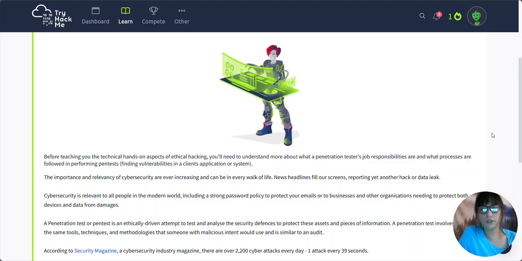News headlines fill our screens, reporting yet another hack or data leak. Cybersecurity is relevant to all people in the modern world, including a strong password policy to protect your emails, or to businesses and other organizations needing to protect both devices and data from damages. A penetration test, or pen test, is an ethically driven attempt to test and analyze the security defenses to protect these assets and pieces of information.